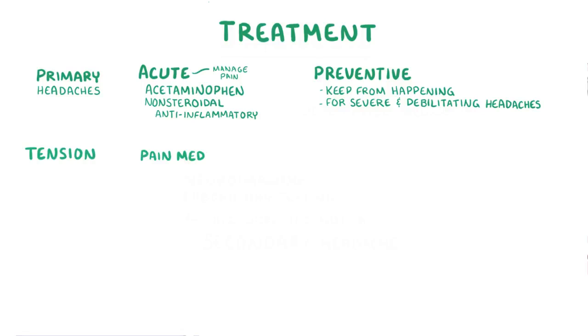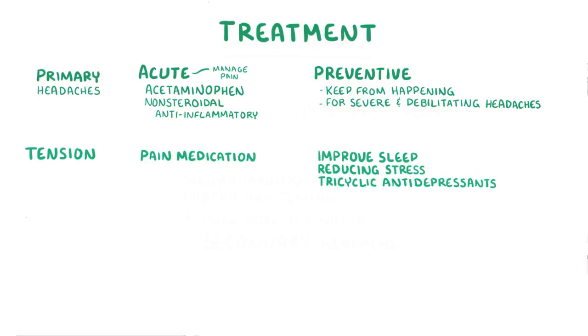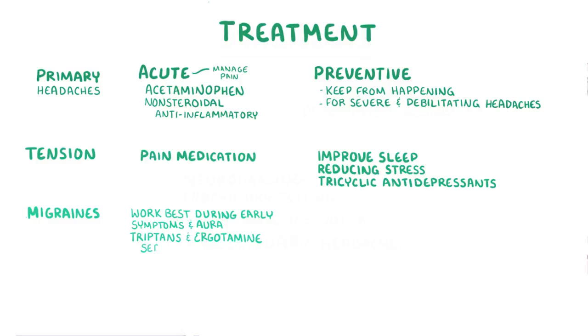For tension headaches, pain medication can be used acutely, and improving sleep habits and reducing stress, as well as tricyclic antidepressants in some cases, can be helpful in preventing them. For migraines, acutely, pain medications work best if they're used at the first sign of an attack, during the early symptoms or aura. If the pain is very severe, triptans or ergotamine, which are serotonin agonists, can be useful because they mimic serotonin and cause vasoconstriction. Migraine medications are sometimes used with caffeine to be more effective.